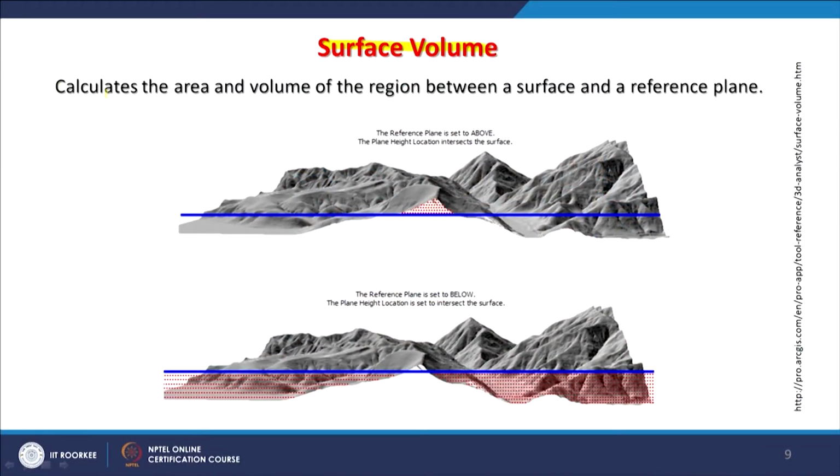Now, as I was mentioning about cut and fill analysis, we now come to what is related with that, the surface volume, and that volume is very much needed for any kind of road construction or making a plane or in mining operations and many such operations. So, let us see what basically the surface volume is which we want to calculate. It calculates the area and volume of the region between a surface and the reference plane. Like here, this blue line is our reference plane and the surface is shown in shades of grey. So, here we find that this area has to be cut, whereas these areas have to be filled, if I want a completely flat level along this line on this terrain.